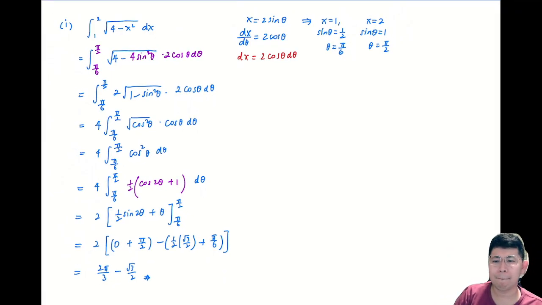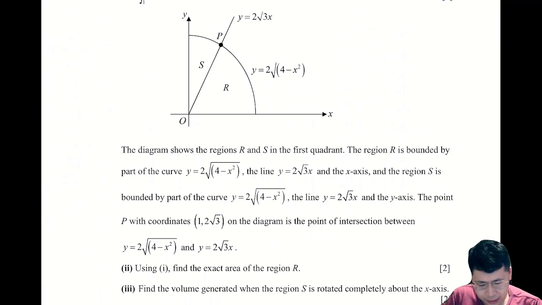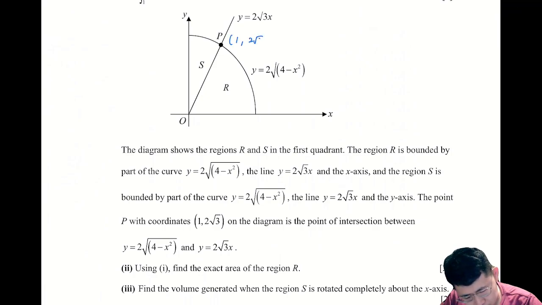So part 2 over here: the diagram shows the regions R and S in the first quadrant. The region R is bounded by part of the curve, the line and the x-axis, and the region S is bounded by the curve, the line and the y-axis. Point P has the coordinates of 1 and 2 root 3, so we'll be making use of this point. Find the exact area of the region R.